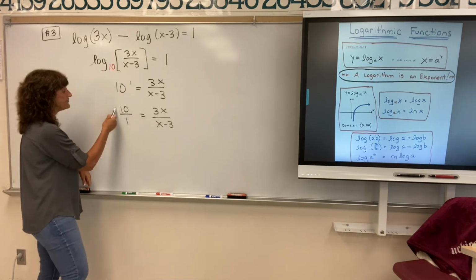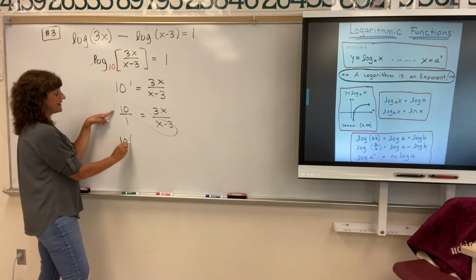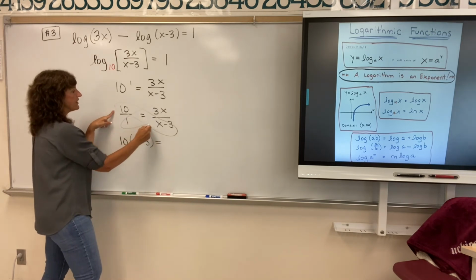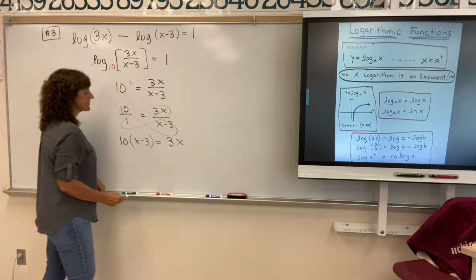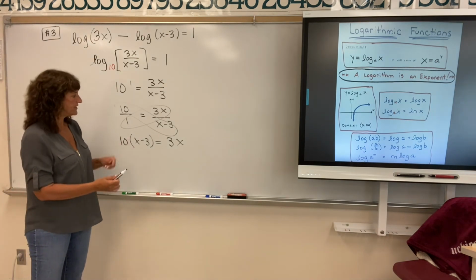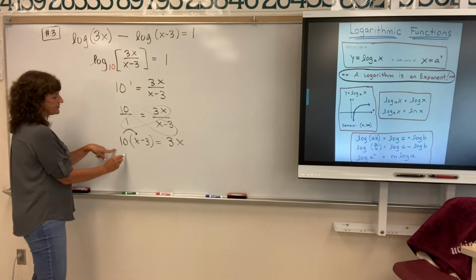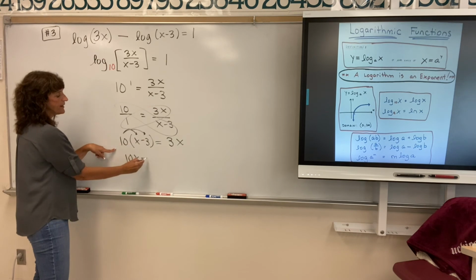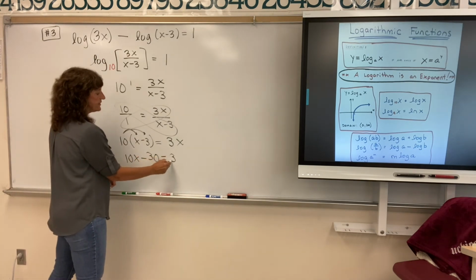Multiply the left-hand side, you'll have 10 times the quantity x minus 3. Cross multiply the right-hand side: 1 times 3x is 3x. Anytime you have a true proportion, cross products are equal, the property of proportions. And you can solve for x this way now. So distribute the 10: you have 10 times x, and then 10 times 3 is 30, minus. Right-hand side, you have 3 times x.